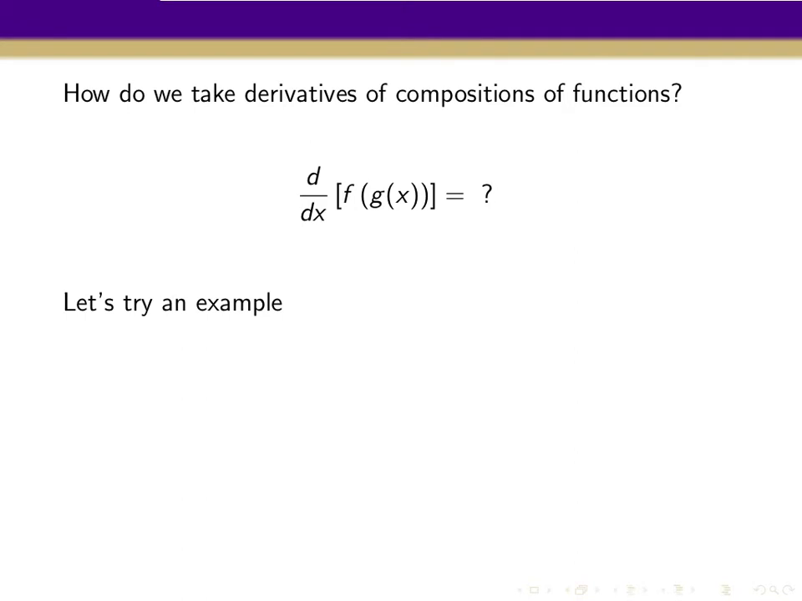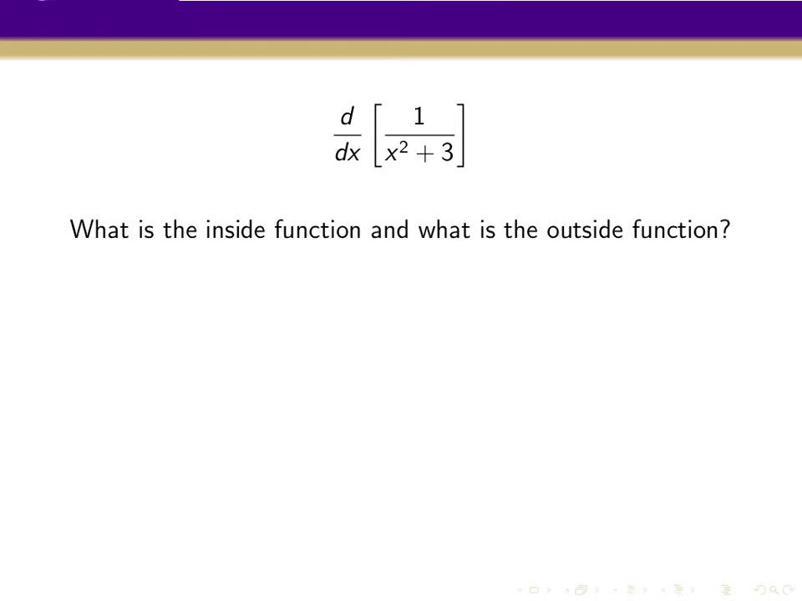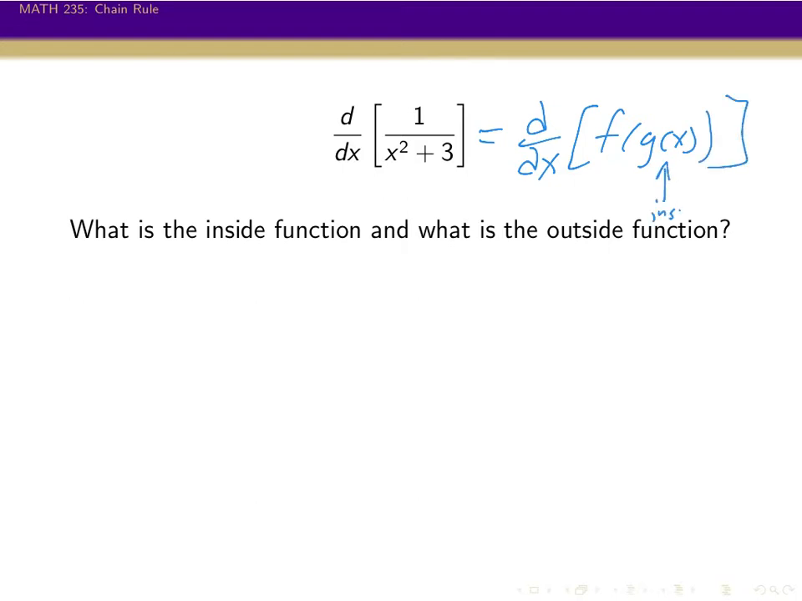So let's start playing around with this by doing an example. Okay, so we're going to try and take the derivative of 1 over x squared plus 3. So first, let's think about how this is set up as a composition. Right? So what is the inside function here, and what is the outside function? So I want to think about this as being the derivative of f of g of x, where g of x is playing the role of our inside function, and f of x is playing the role of our outside function.